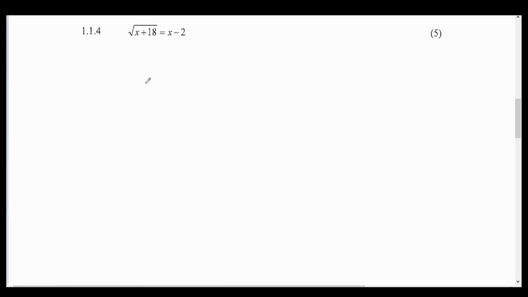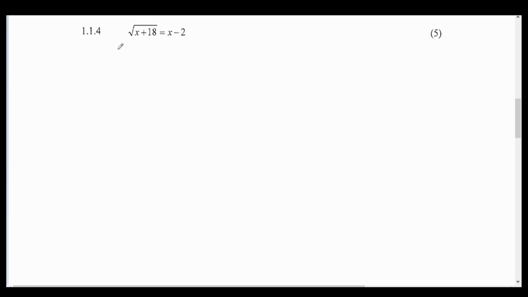So number 1.1.4, we have the square root of x plus 18 equals x minus 2. This is a good 5 marks for you. The first thing we do is notice that there's a square root. We want to get rid of the square root because it makes it much easier to work with. So our first step will be squaring both sides.